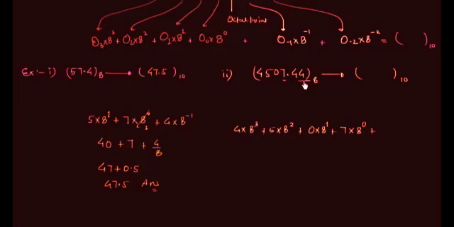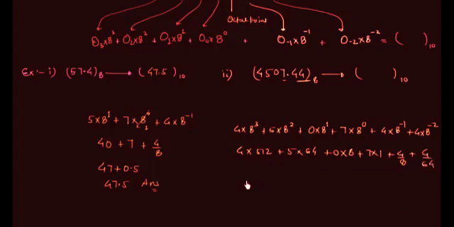Now we will move to the fractional part. 4 multiplied by 8 raised to power minus 1 plus 4 multiplied by 8 raised to power minus 2. Now we will solve this. 8 raised to power 3 is 512. So 4 multiplied by 512, plus 5 multiplied by 64, plus 0 multiplied by 8, plus 7 multiplied by 1, plus 4 by 8, plus 4 by 64. 4 multiplied by 512 is 2048.